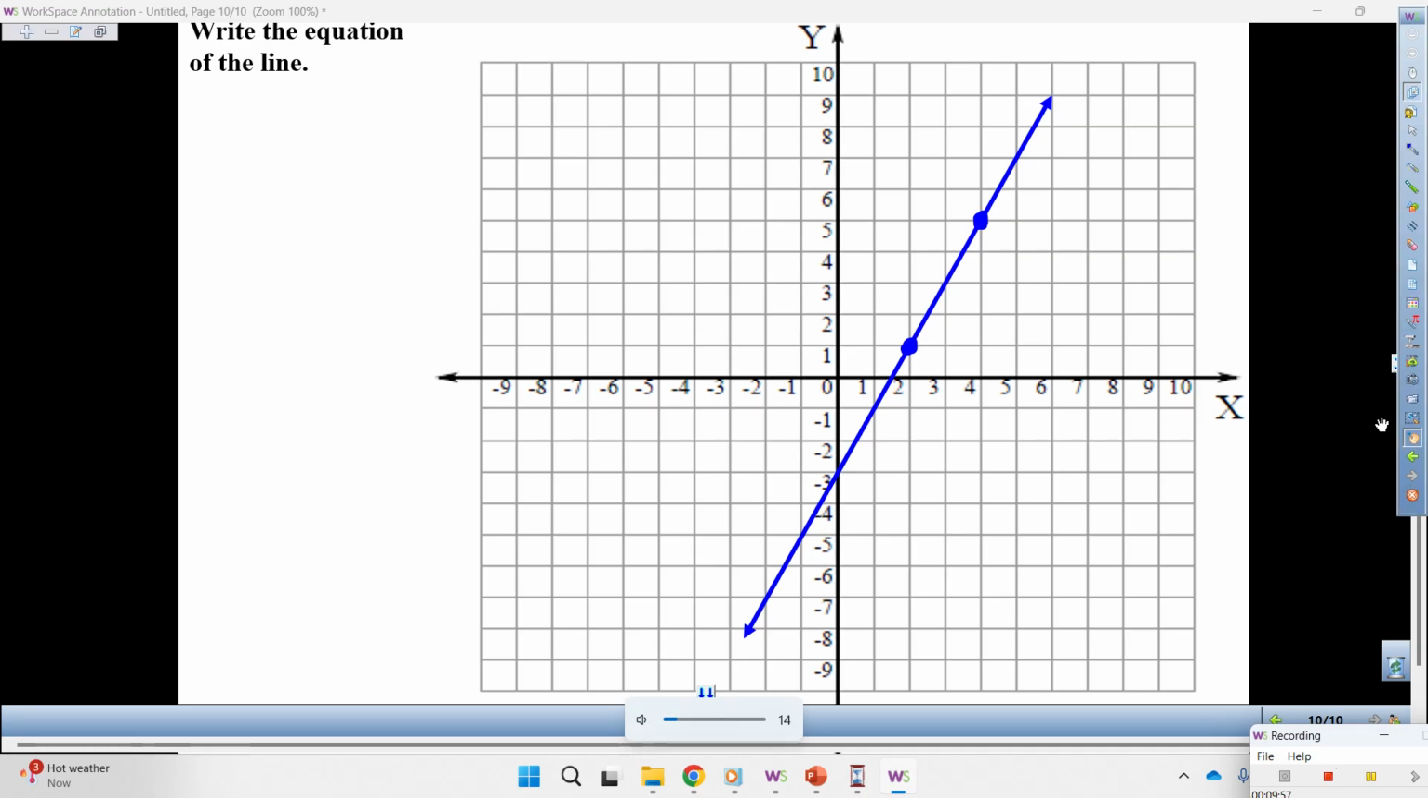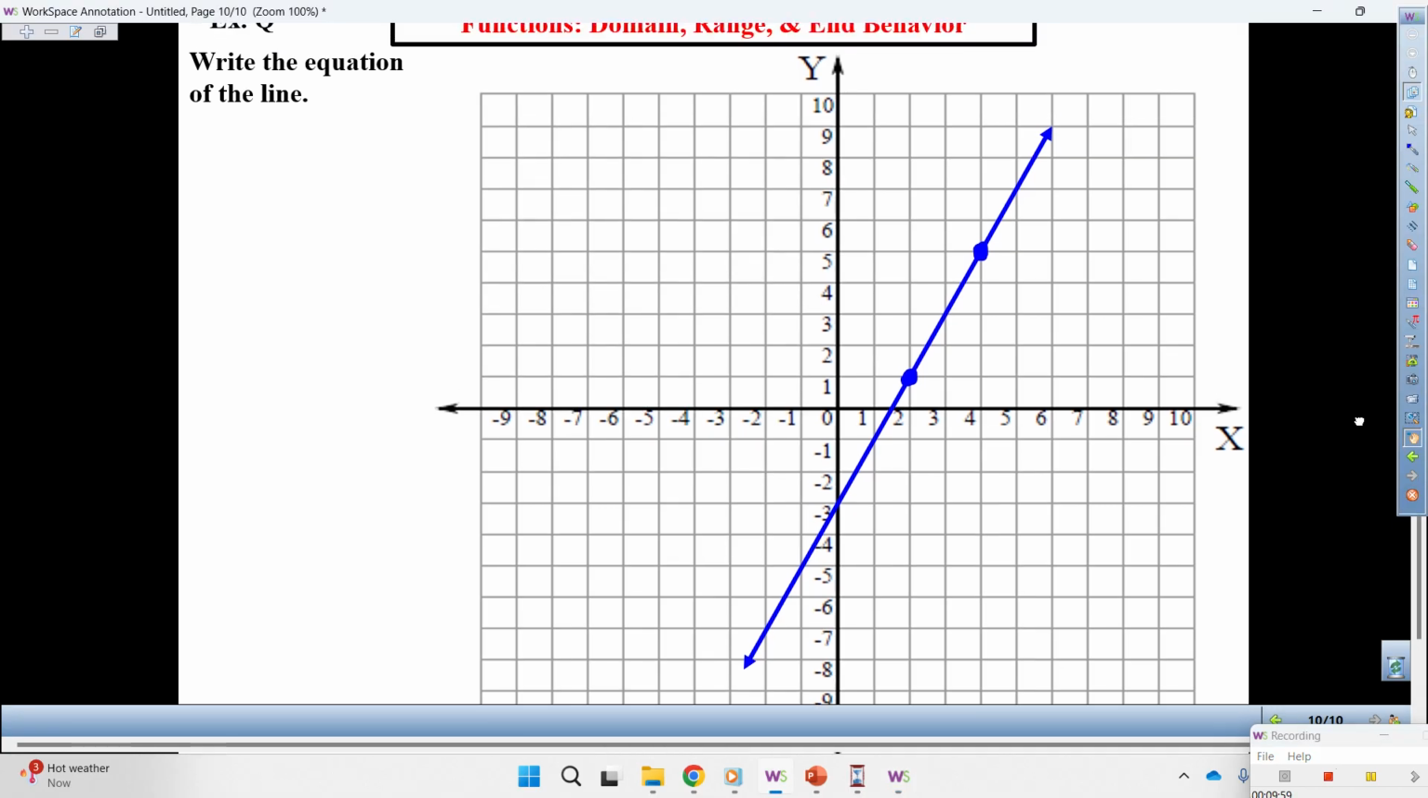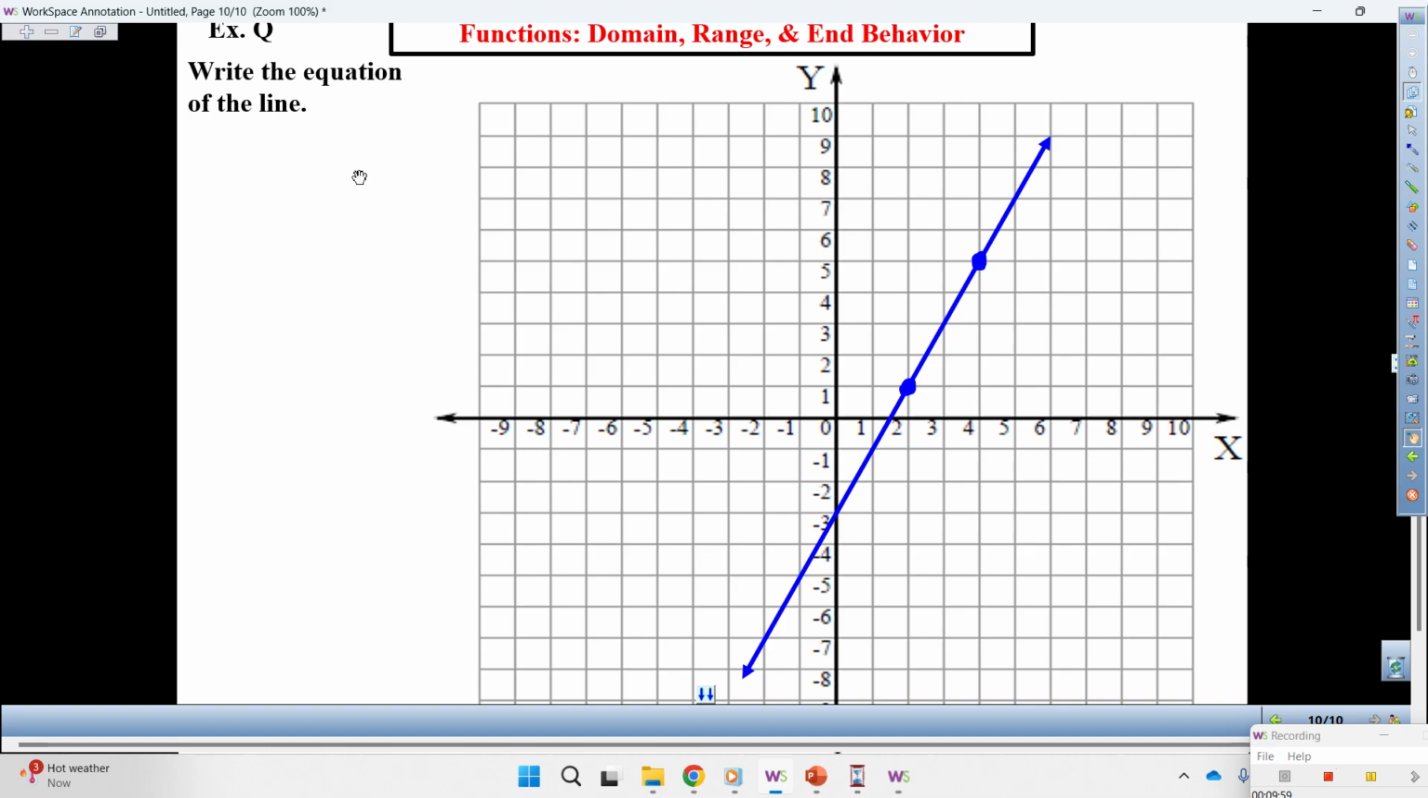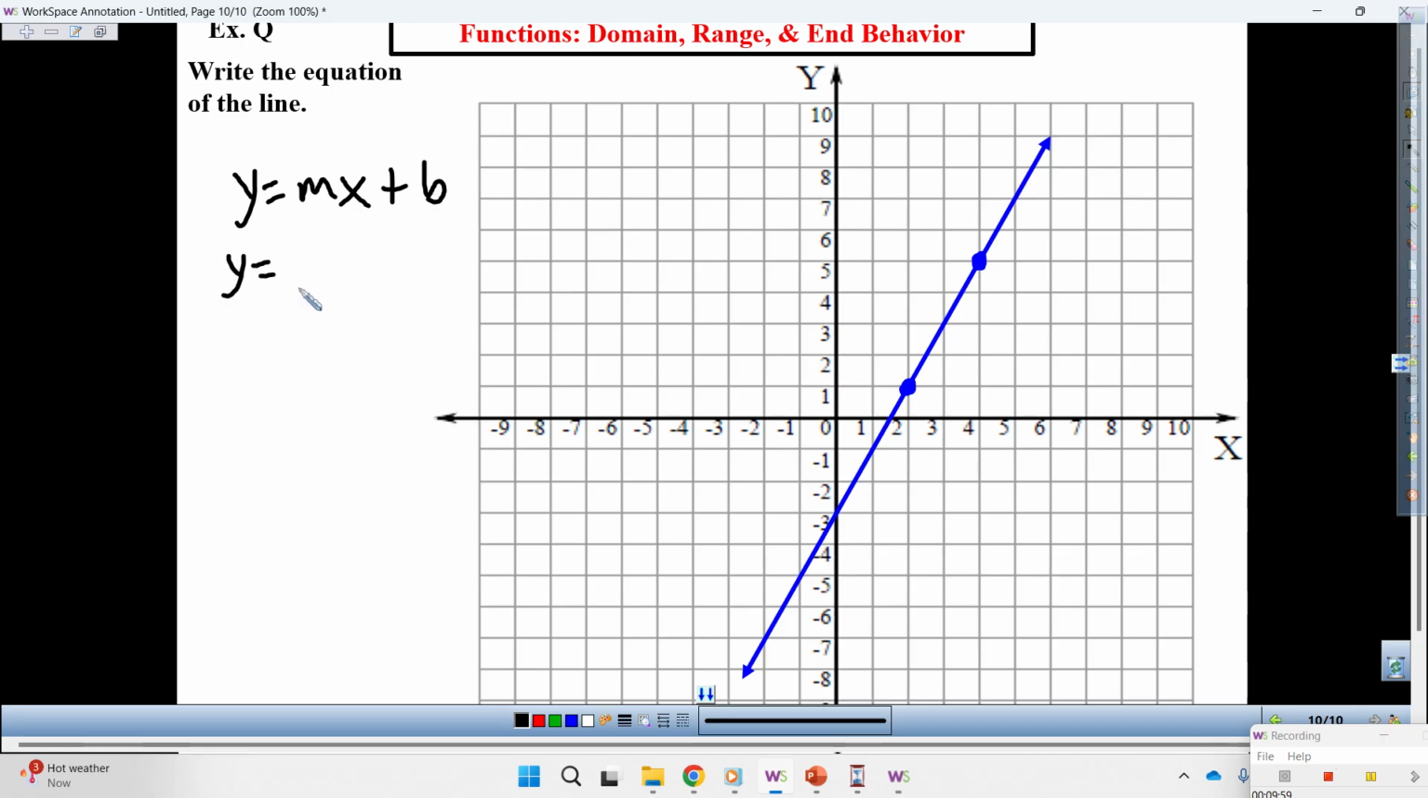Like I said, this is going to go super fast, so stay with me. It says, write the equation of the line. So, students, I'm pretty sure you remember function notation, yes? And I'm pretty sure you remember linear functions. So your teacher should have showed you y equals mx plus b. Is that correct? So write that down. So we do y equals blank x blank.